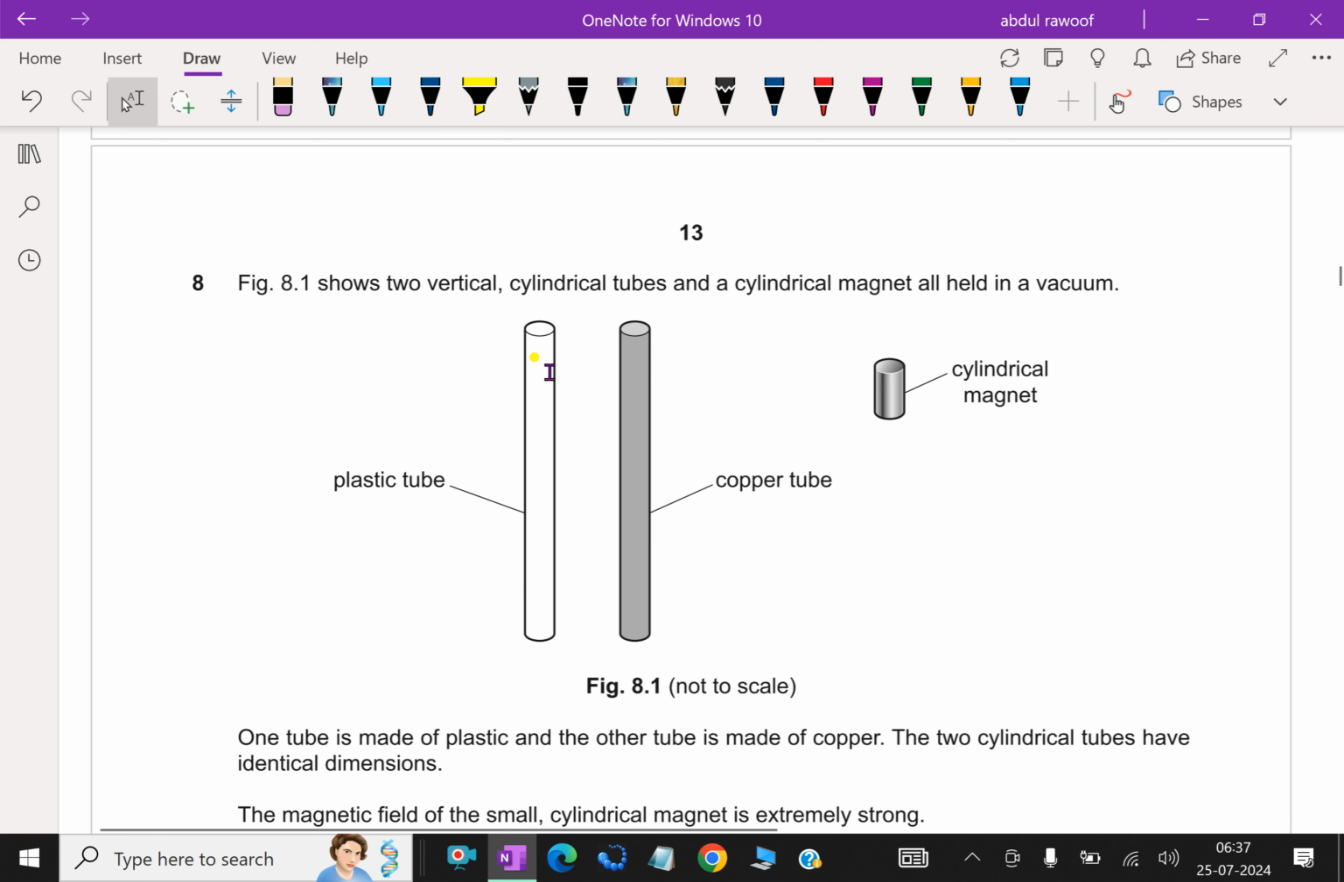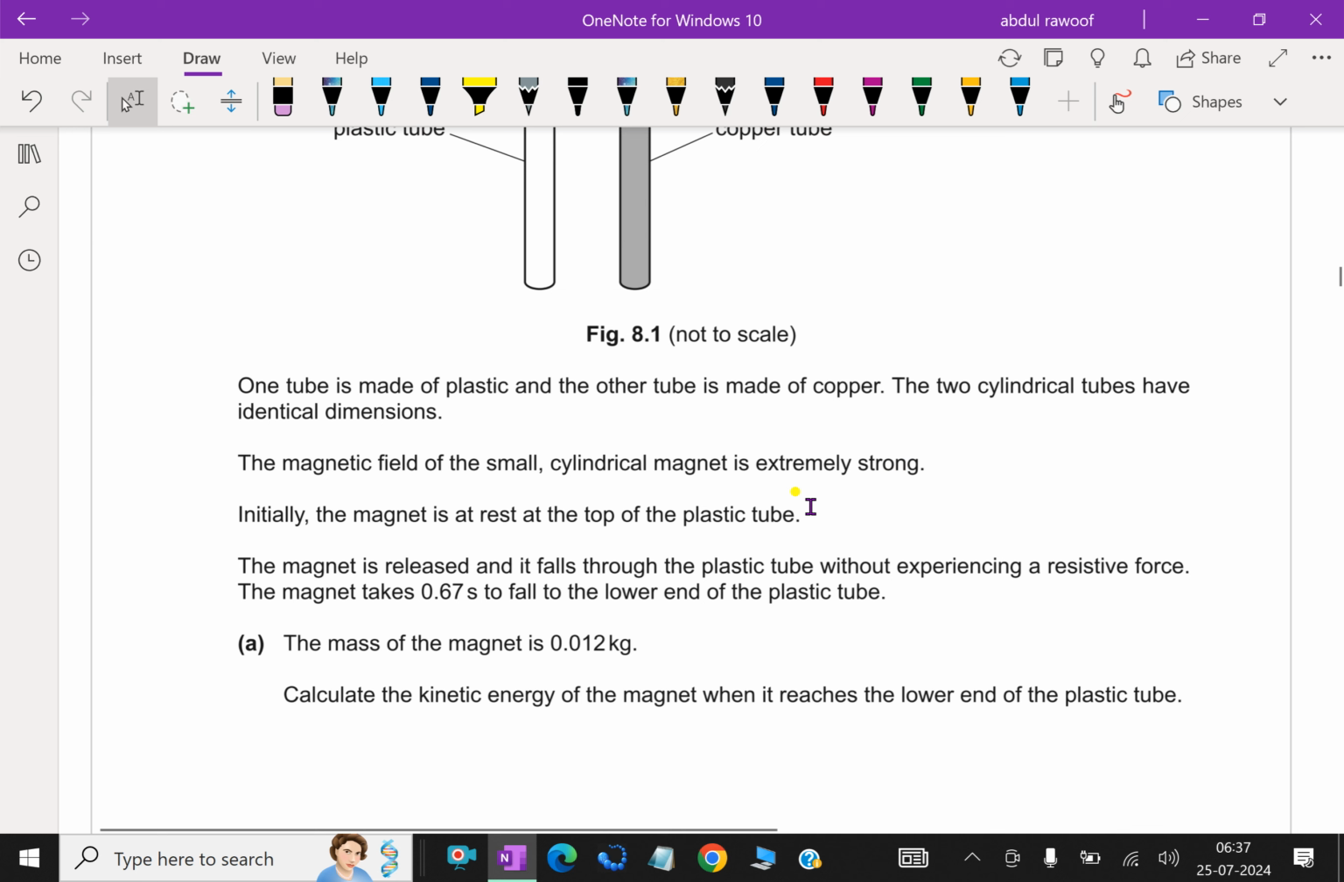It shows two vertical cylindrical tubes, plastic and copper, and a cylindrical magnet held in a vacuum. One tube is made of plastic and the other tube is made of copper. The two cylindrical tubes have identical dimensions. The magnetic field of the small cylindrical magnet is extremely strong.